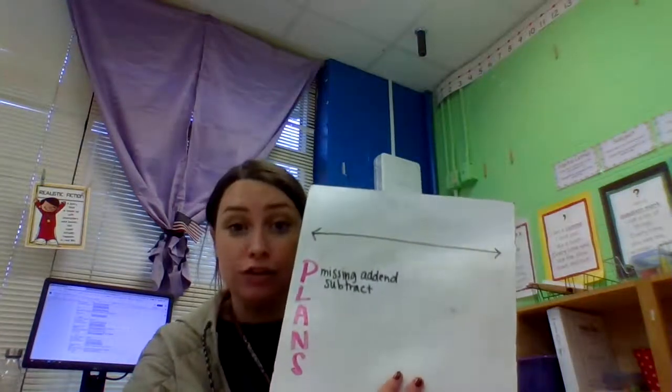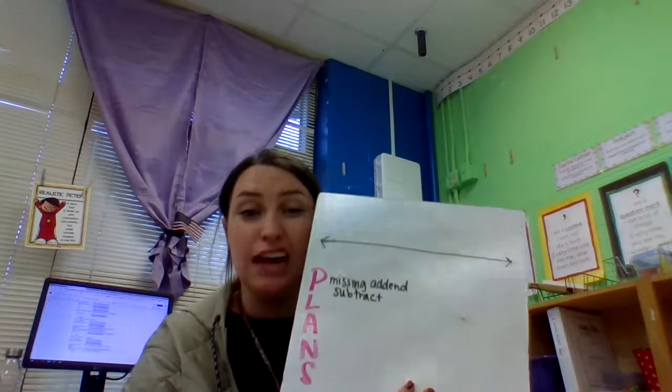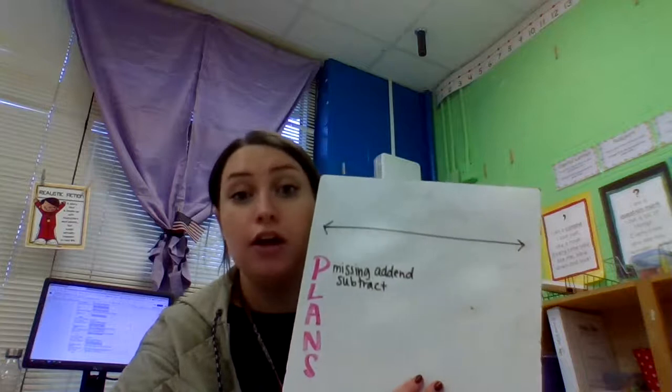And we're going to need to subtract. Let me show you why we're going to need to subtract. Let's label our problem and do our number sentence, and I'll show you why we need to subtract to solve this missing addend problem. So let's label our number sentence.